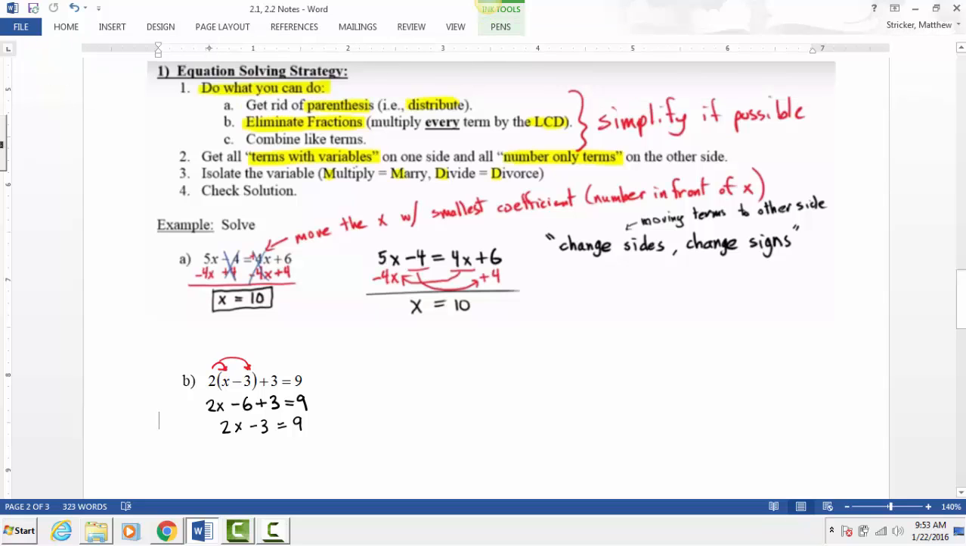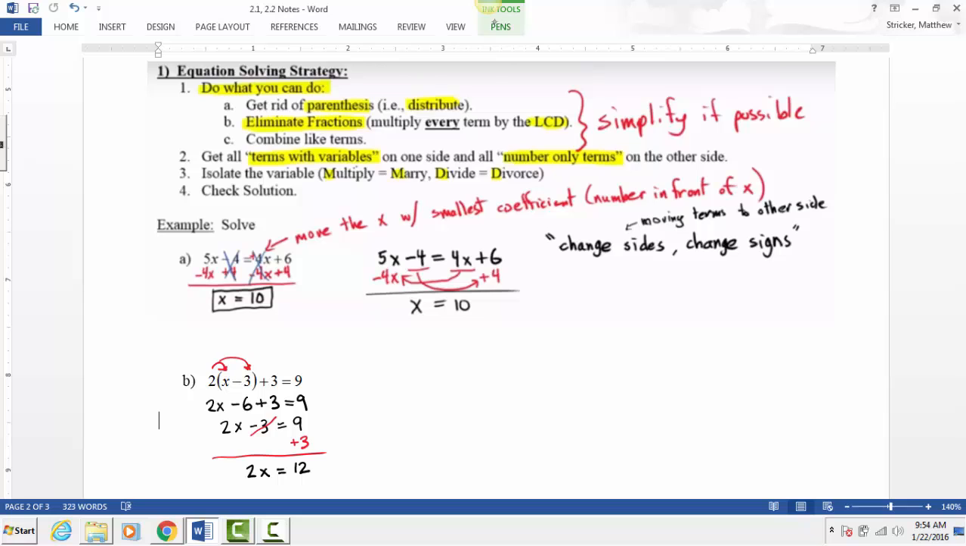And since we only have x's on the left side, let's leave that here and let's move this negative 3. We know when we move it, we change sides, we change signs, so that negative 3 becomes a positive 3. And so all that is left on the left is 2x. On the right side, 9 plus 3 is 12.